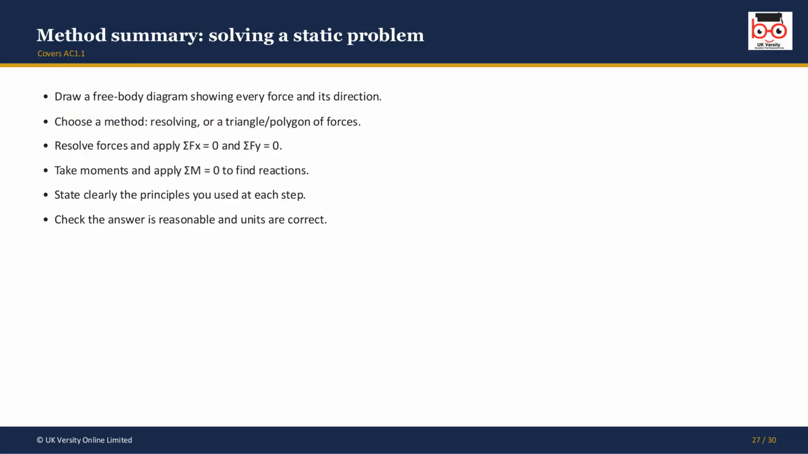Let's finish with a reliable recipe for any static problem. Start by drawing a free body diagram showing every force and the direction it acts in. Decide on your method, resolving, or a triangle or polygon of forces. Resolve the forces and apply the sums in x and y equal to 0. Then take moments and apply the sum of the moments equals 0 to find the reactions. State clearly which principle you're using at each stage, and finally check that your answer looks sensible and the units are right.